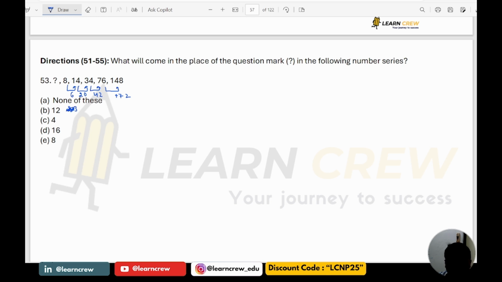2 square plus 2, 4 square plus 2, 6 square. Am I correct? 2 square plus 2, 4 square plus 4, 6 square plus 6. It is how much? 8 square plus 8. So here difference has to be how much? It has to be 0 square plus 0. So it has to be 8 only.